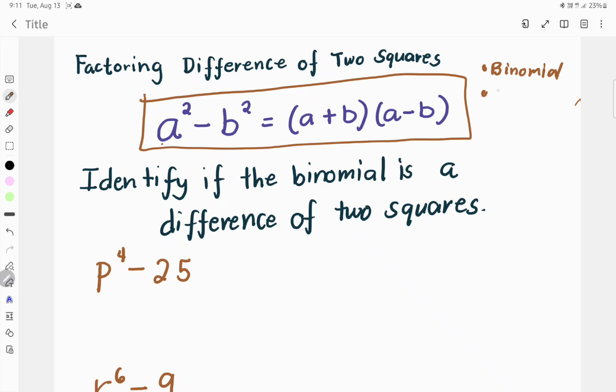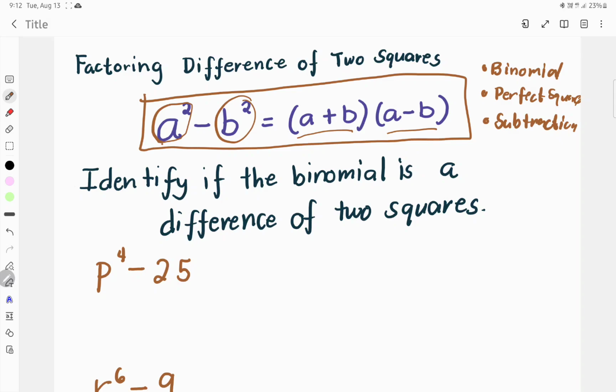Another is that both elements should be perfect squares. This is a perfect square because it is a squared, and this is b squared. The last criterion is that the operation should be subtraction. So as you can see, they're different, so this is a difference of two squares. If it's a difference of two squares, the factors would be the sum and difference of the square roots.